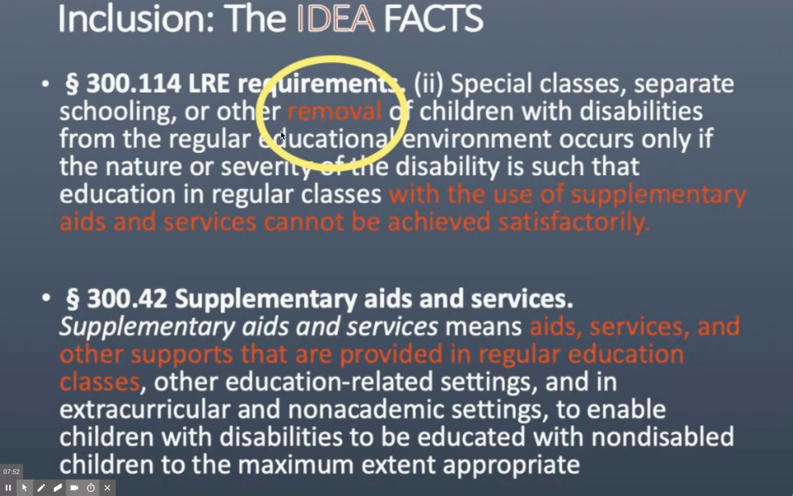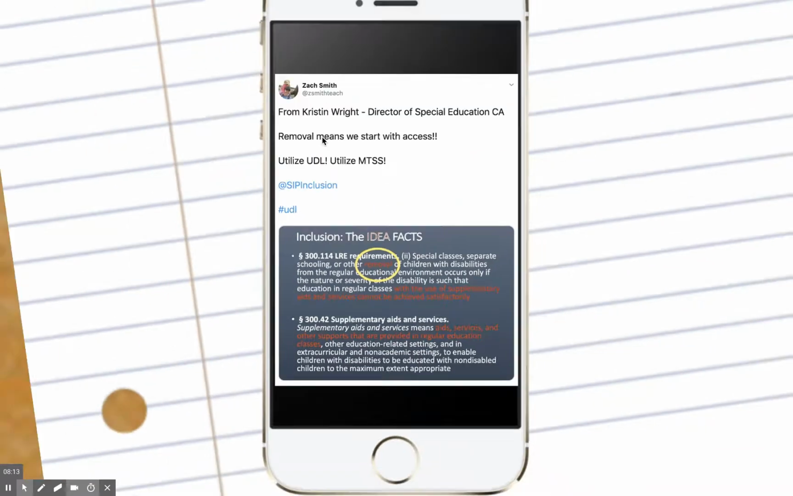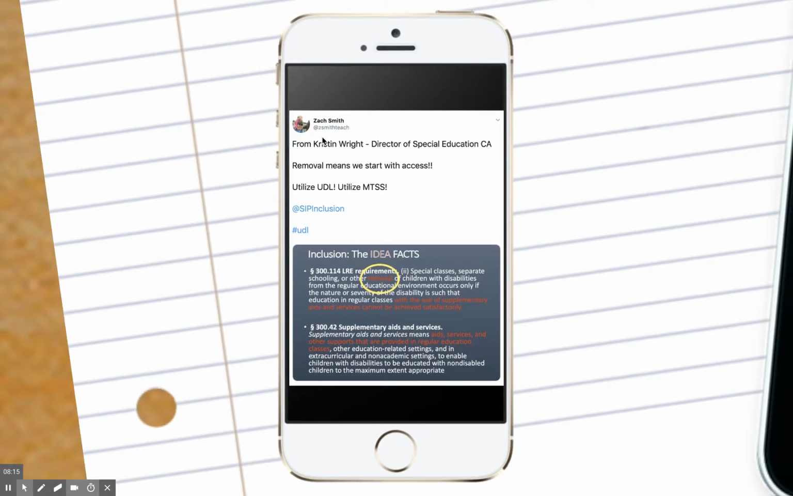But if we're not getting to a point where it's actually a removal and we're just assuming that they can't make it or they can't cut it, then those systems never have any sort of reason to change. And so I thought it was brilliant. I thought I'd share it with you. I really believe in what she's representing, and the fact that she's the director of special education for California just does my heart good.